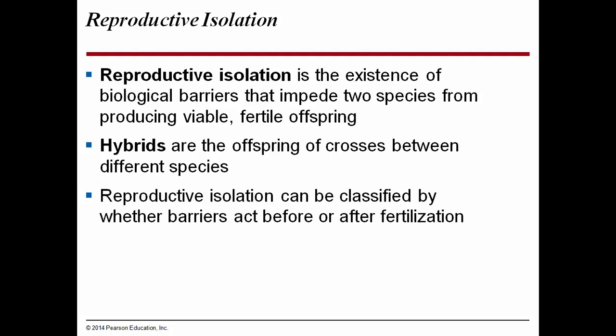Reproductive isolation is the existence of biological barriers that impede two species from producing viable, fertile offspring. Hybrids are the offspring of crosses between different species. Reproductive isolation can be classified by whether barriers act before or after fertilization.